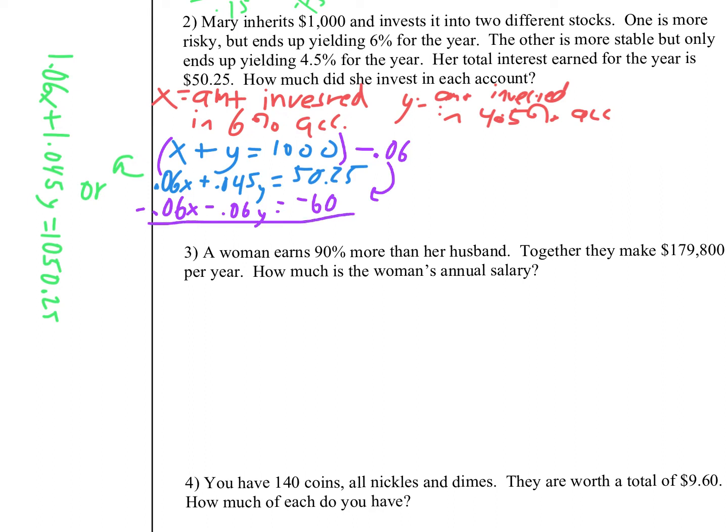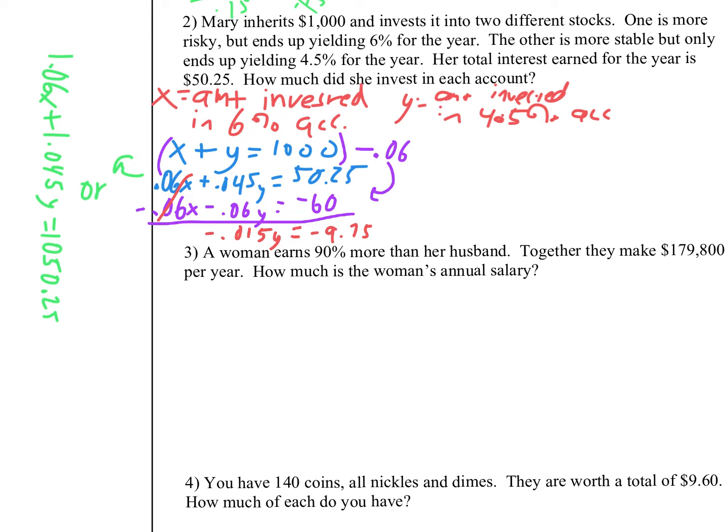And the reason I did negative 0.06 is that now I can cancel out the x's here and eliminate them, which is the name of the technique. I'll add down my y's. You can use a calculator to help you out on that, but I know it's negative 0.015y. And then I'll add together here 50.25 minus 60, and that's negative 9.75.